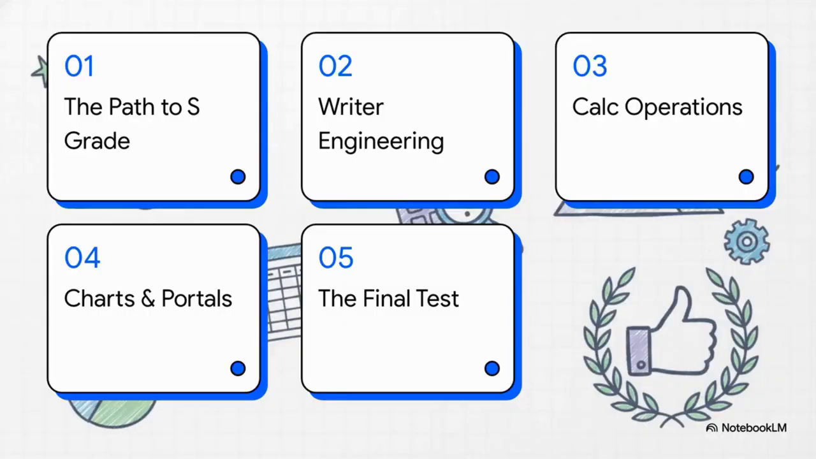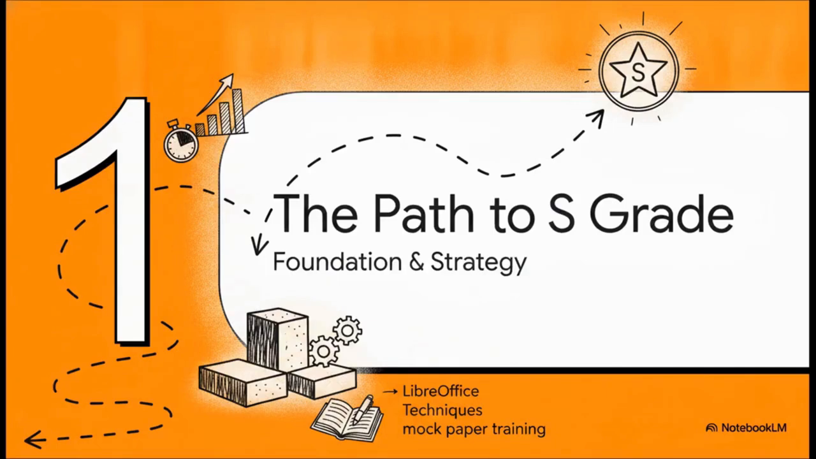So, here's our game plan. We'll start with the path to S grade, jump into the 25 marks for writer engineering, then the 35 marks for calc operations. After that, we'll lock down full marks with charts and portals and wrap it all up with the final test.